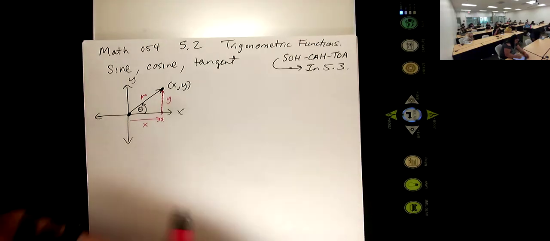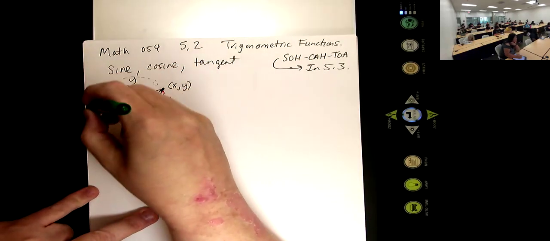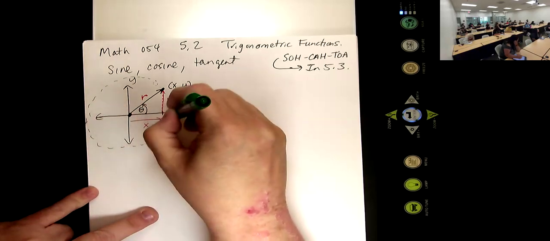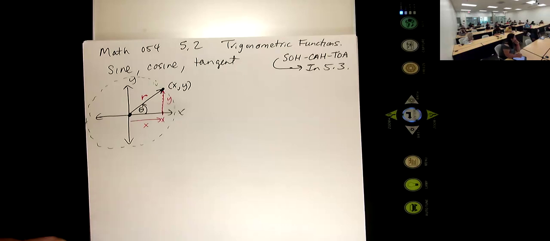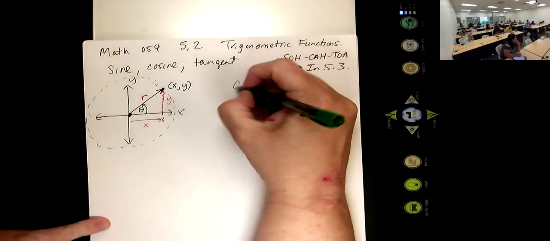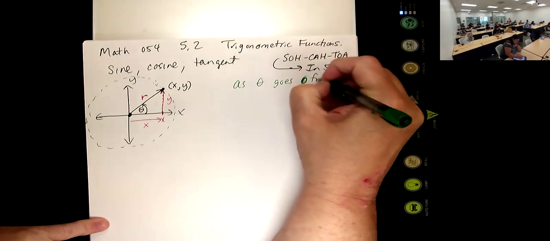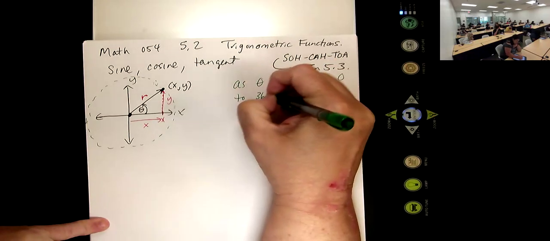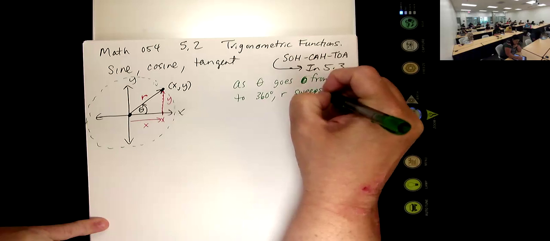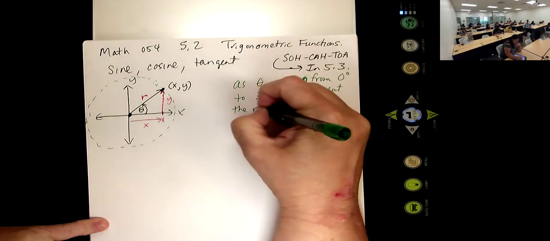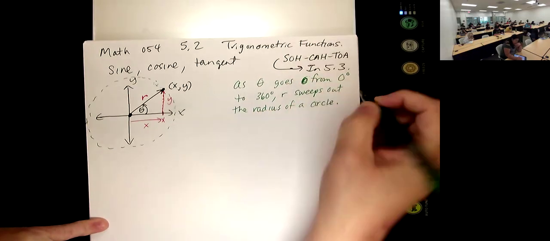The reason why we call it r is because this could go all the way around the circle, it could sweep out anywhere, starting from the center and go in any direction. So r is for radius, it actually makes a circle as we sweep out, as theta goes from 0 to 360. R sweeps out the radius of a circle. So we call it r.